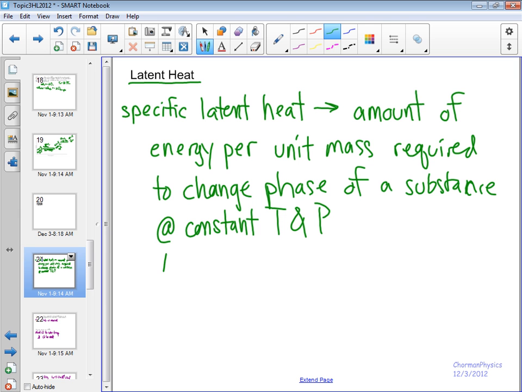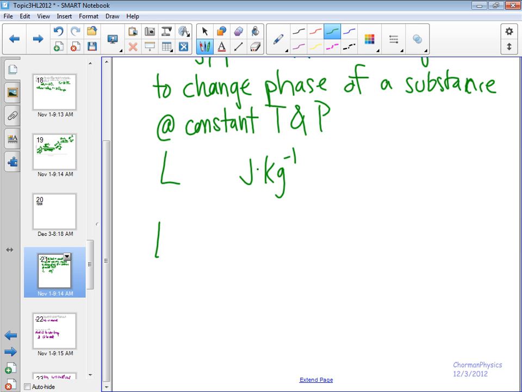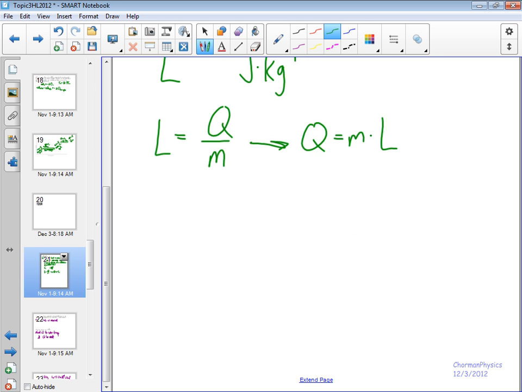Okay? So the symbol for this is L, and the units are joules per kilogram. And the equation that we have for it is that L is just equal to thermal energy per mass required for a phase change. Another way that we rewrite this is Q equals M times L. And we have two different latent heats. We have latent heat of fusion and latent heat of vaporization. So latent heat of fusion deals with melting and freezing.